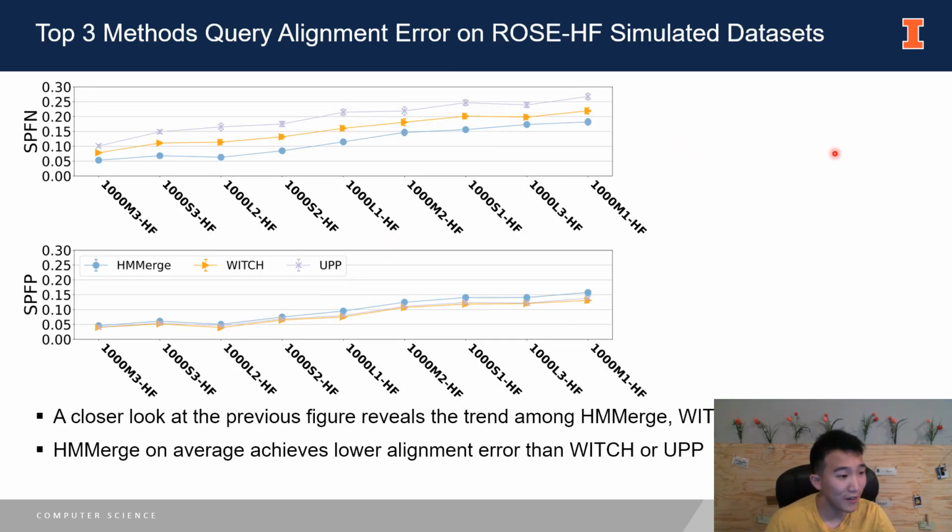Now we show the results on Up, Which, and HMMerge, and we split up the false negative error and the false positive error in the top half and the bottom half of the plot. As we look closer, we can see that HMMerge, which is the blue line, has lower error than Which and Up, which are its competitors and are also the top methods for these datasets. On the other hand, for the false positive error, we can see that HMMerge achieves a slightly higher alignment error than these two methods. But overall, HMMerge is still able to achieve lower average error than all of the other methods.